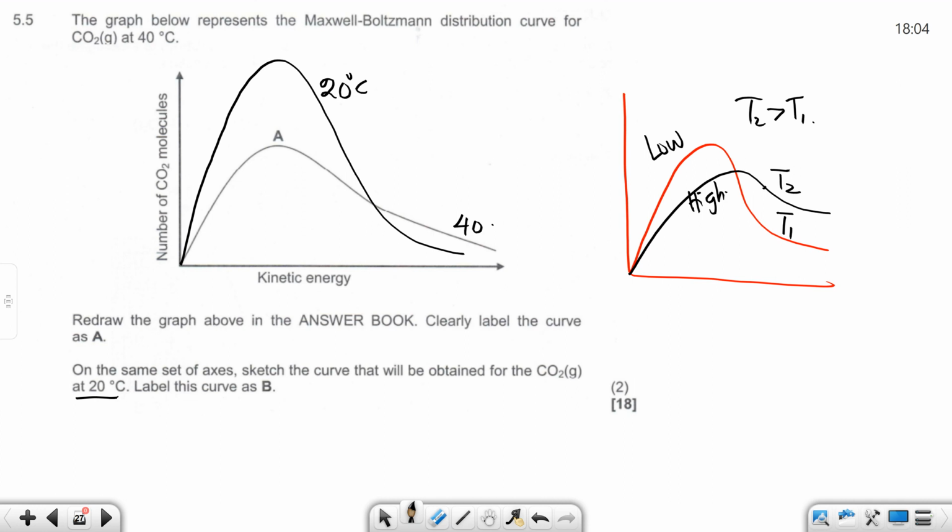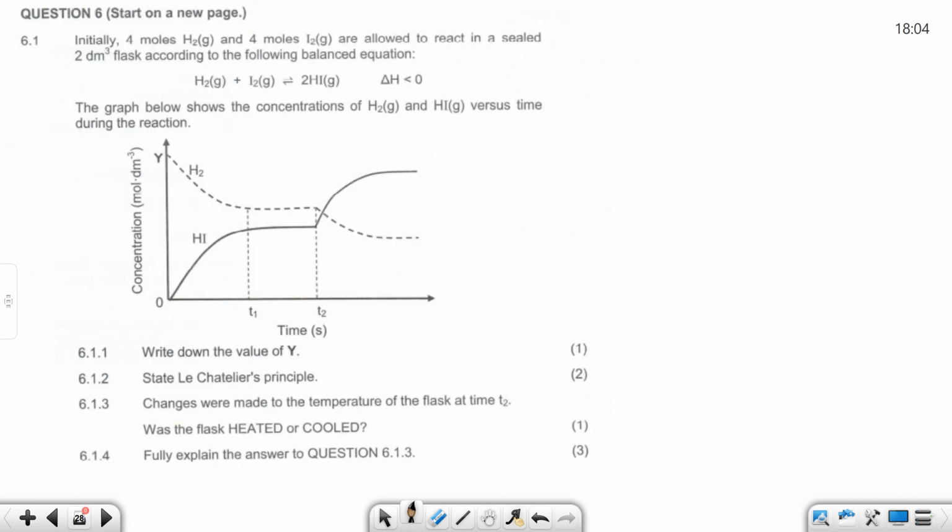Maxwell-Boltzmann distribution curve. All right. I think we're done there. 18 marks. See. How do you do these changes to identify the disturbance? Okay, let's look at this quickly.